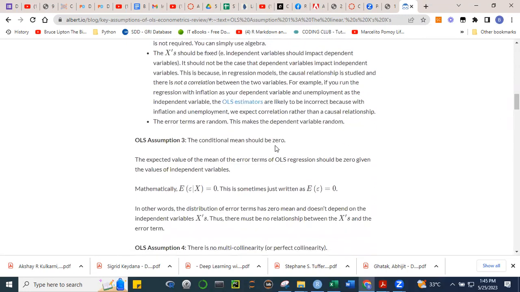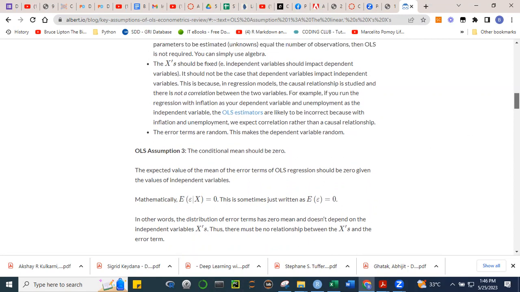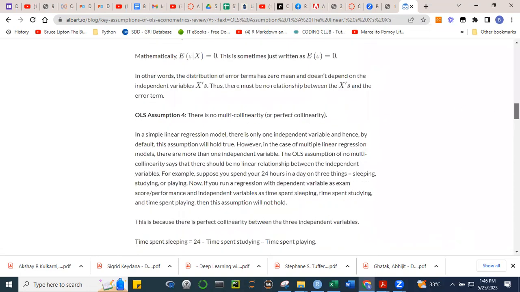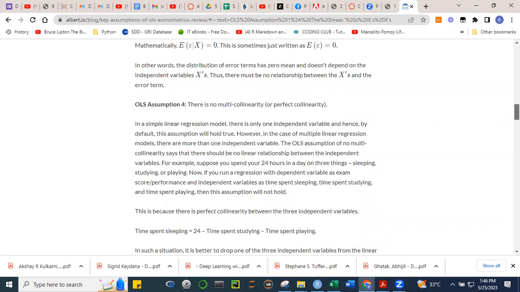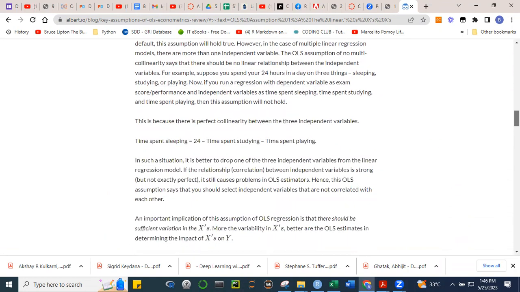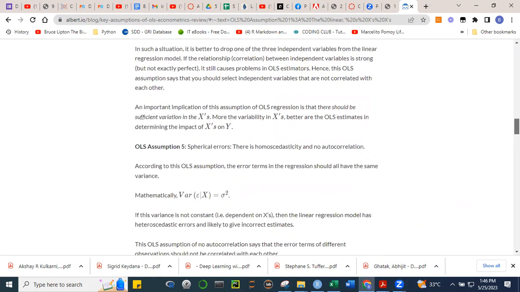Ito, class, conditional mean should be 0. Okay, ito yung expected value ng error term given your x is equal to 0. Ito yan, no? Expected value. Ang conditional mean natin dapat 0. Okay, I'll explain this in a while, no? Alright, tapos number 4, no multicollinearity, lalo na perfect collinearity. Mas masahol yun. Okay, tapos yung homoscedasticity. Okay, and no autocorrelation, ito yung independence ng error terms natin.